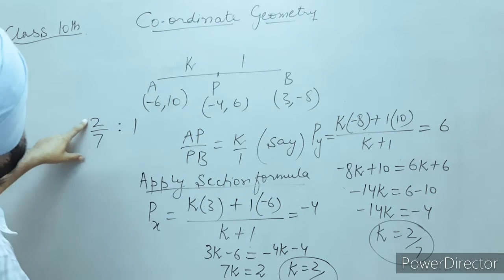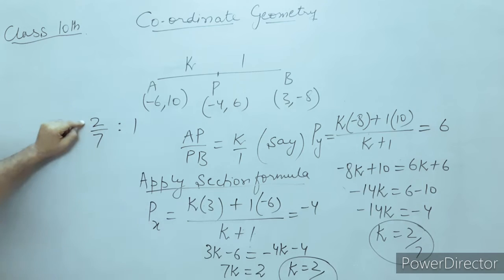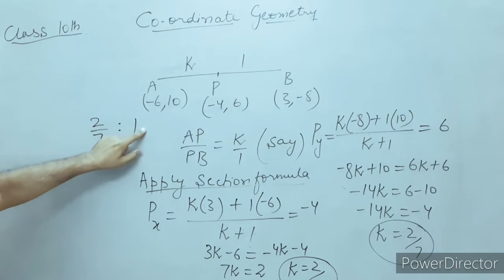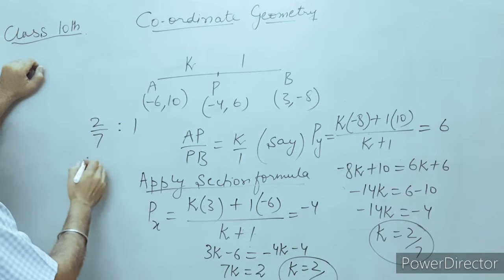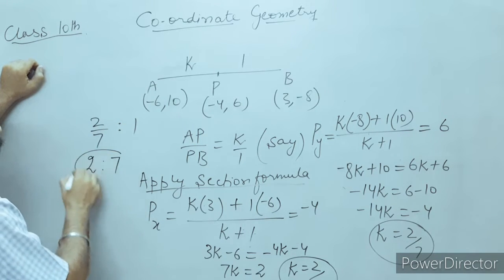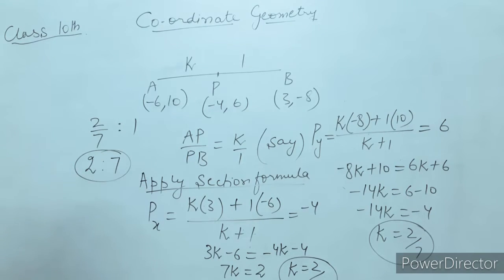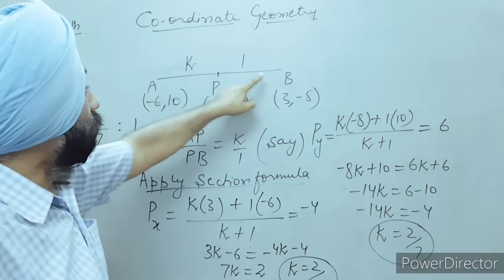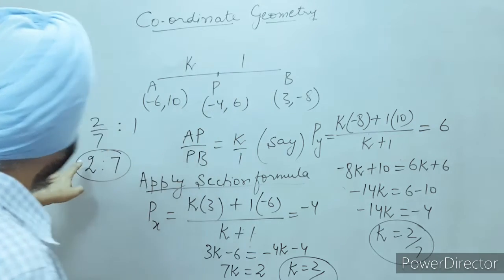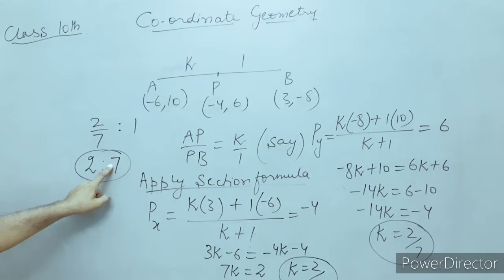So don't leave it in fraction. The ratio should be in whole numbers. That is 2 by 7. I multiply both with 7 and I get the answer as 2 ratio 7. That means the point P divides the join of AB in the ratio 2:7.